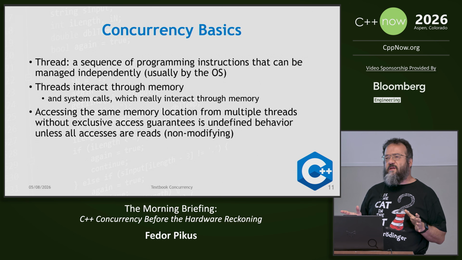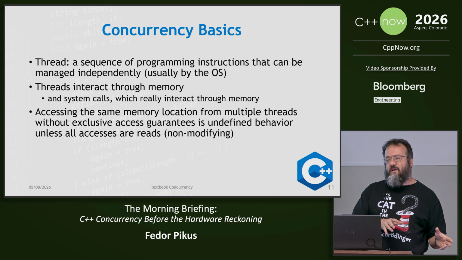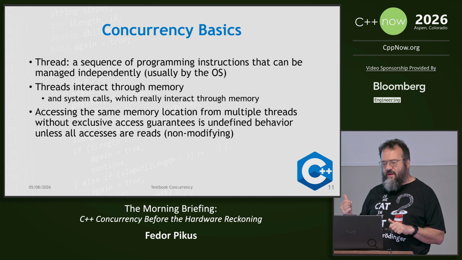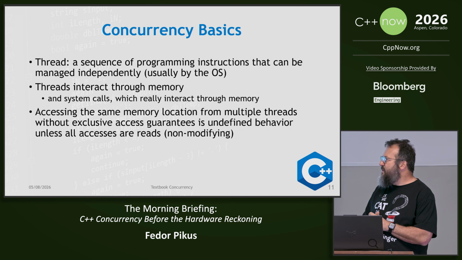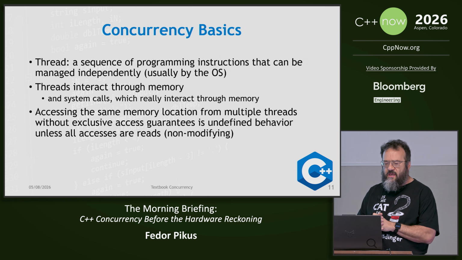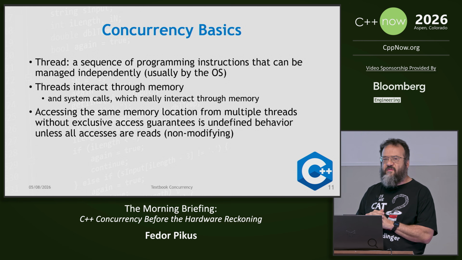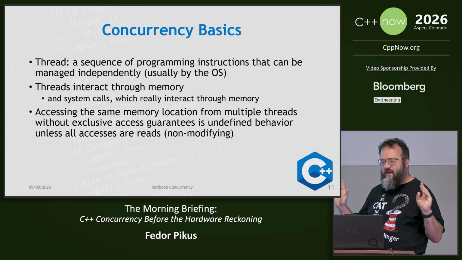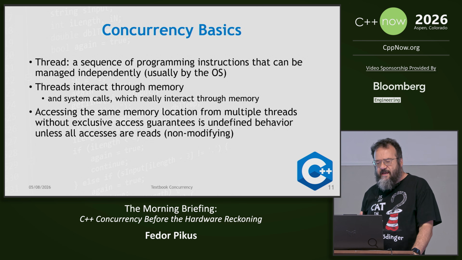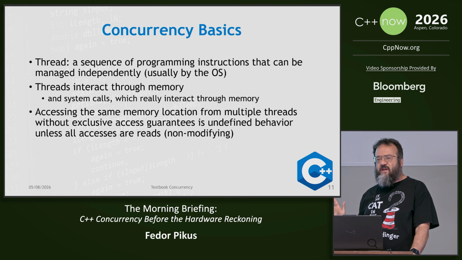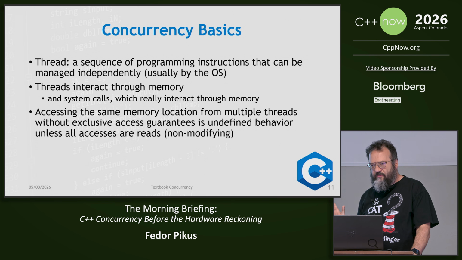Interaction between two threads, managed independently: if they do interact with each other, it happens through memory. And the fundamental rule of that interaction is that accessing the same memory location from multiple threads without some sort of exclusive access guarantee, and that's a very vague, hand-waving thing, we'll explain later what it is, is undefined behavior, except when all accesses are non-modifying.